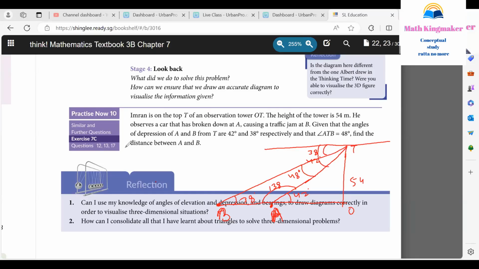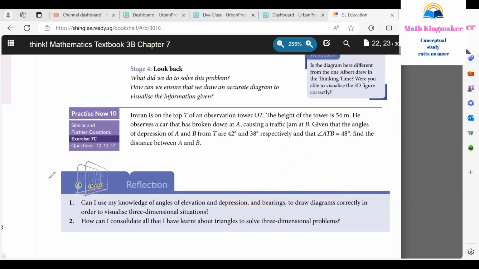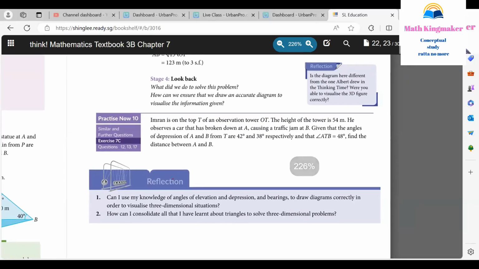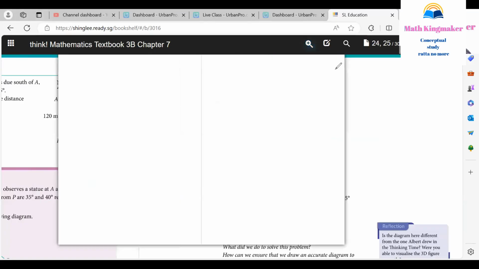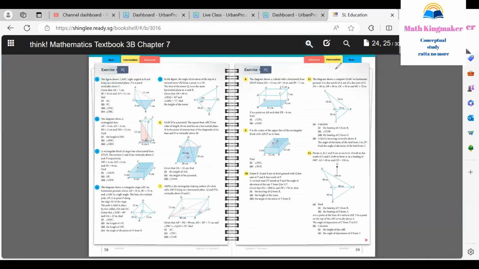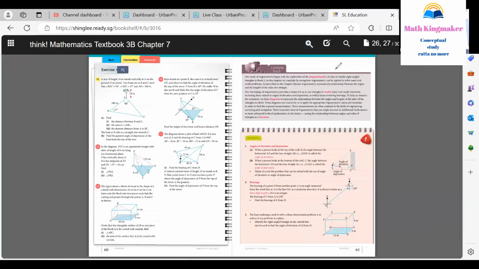Okay, then what is your homework now? This 10th question has not been done till now, so this will also be your homework. And now the next, just note it down. This 10B is your homework and the whole of exercise 7C. 7C will be your homework. It's a very lengthy exercise, but you have to do it.